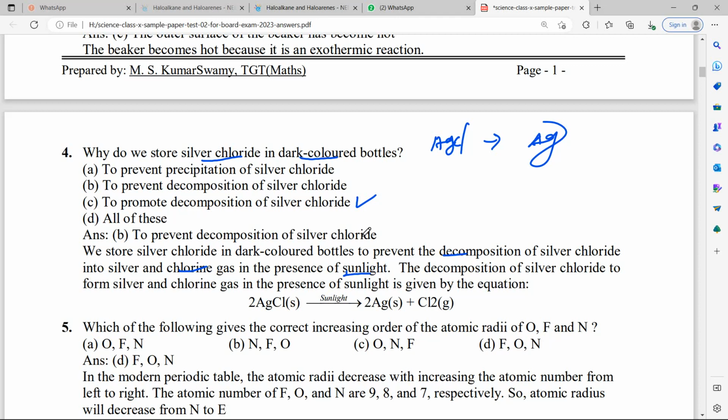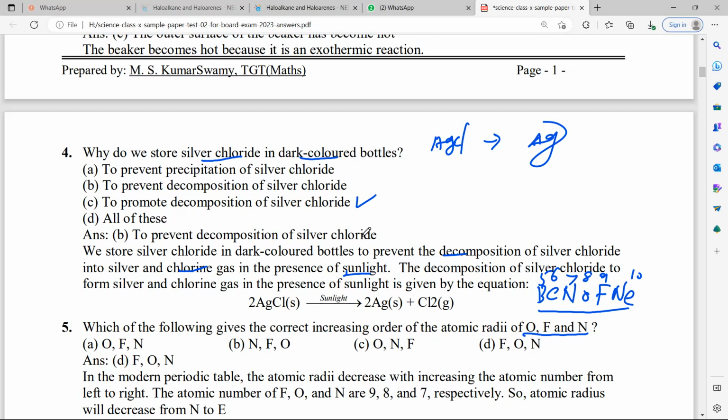Which of the following gives the correct increasing order of atomic radii of oxygen, fluorine, and nitrogen? I'll tell you, listen here. This is the order they are arranged in the periodic table, the P block elements. So here, this is 10, 9, 8, 7, 6, 5. These are the atomic numbers: boron 5, carbon 6, nitrogen 7, oxygen 8, fluorine 9, neon 10.